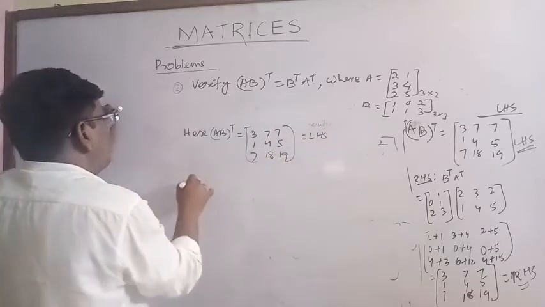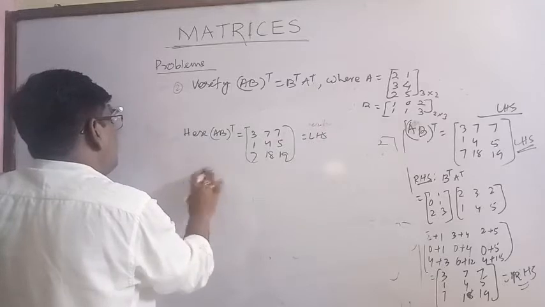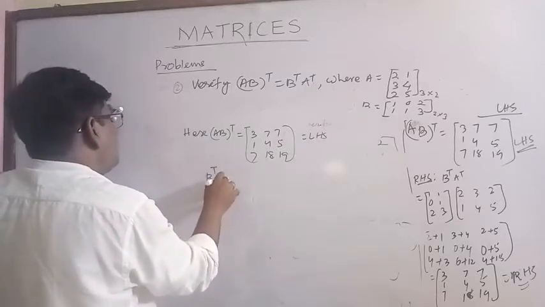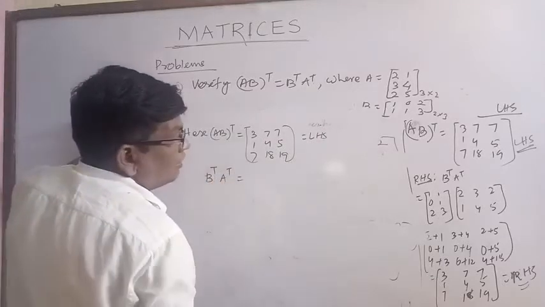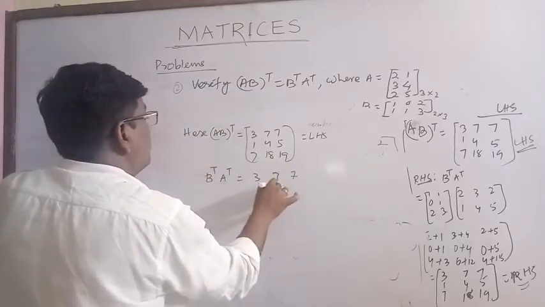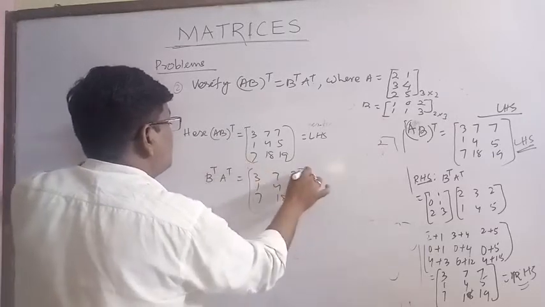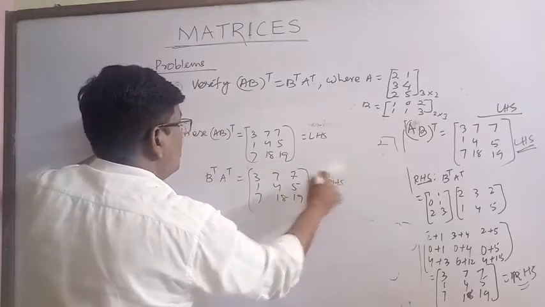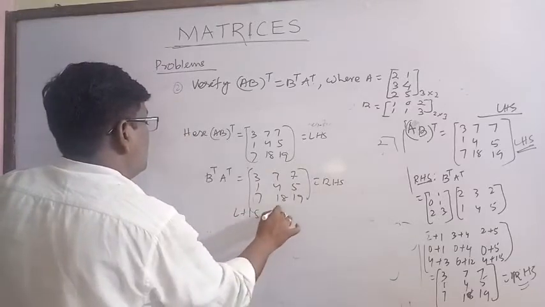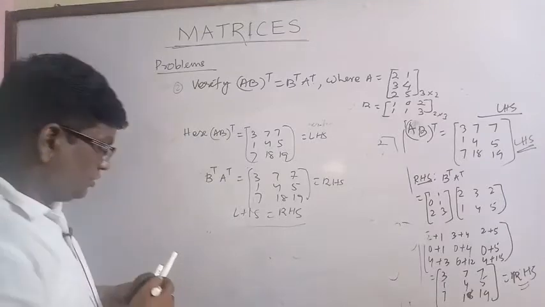Okay, now B transpose into A transpose. What is obtained here? Same thing: 3 7 7, 1 4 5, 7 18 19. This is RHS. Okay, so LHS is equal to RHS. This is the solution of this type of question. Now another question.